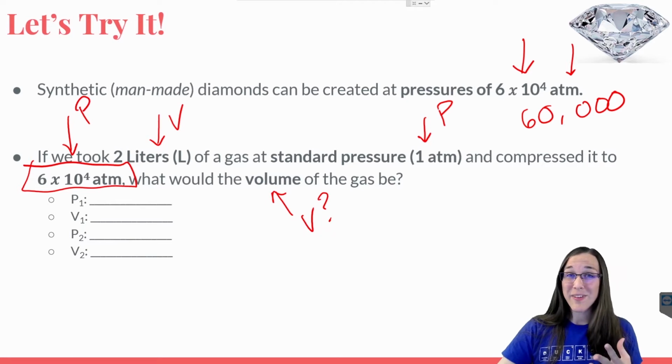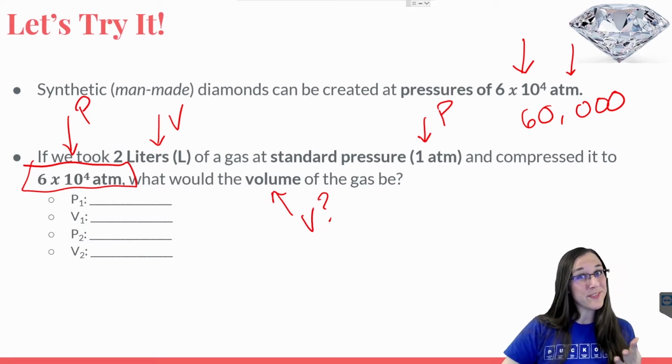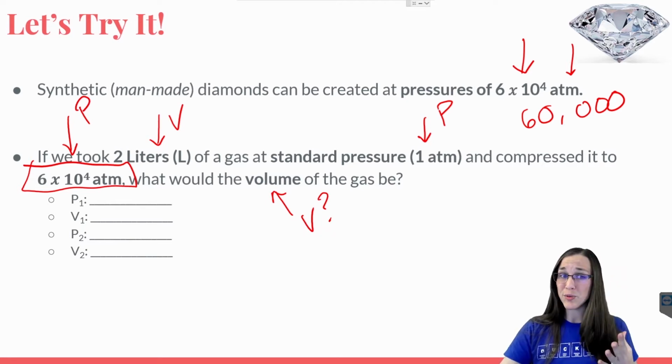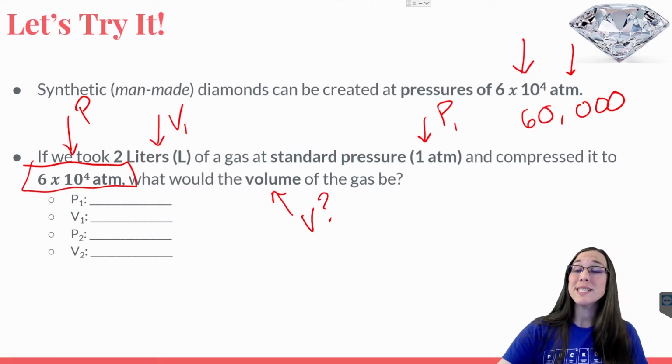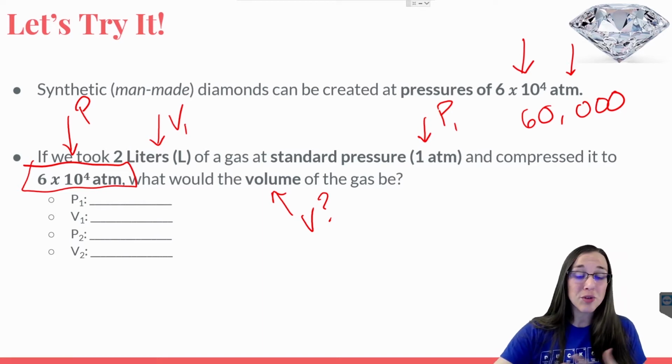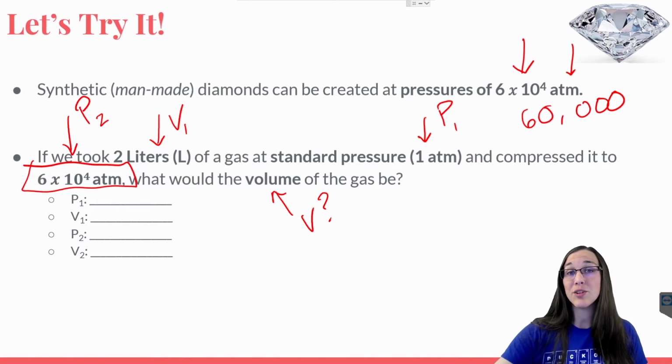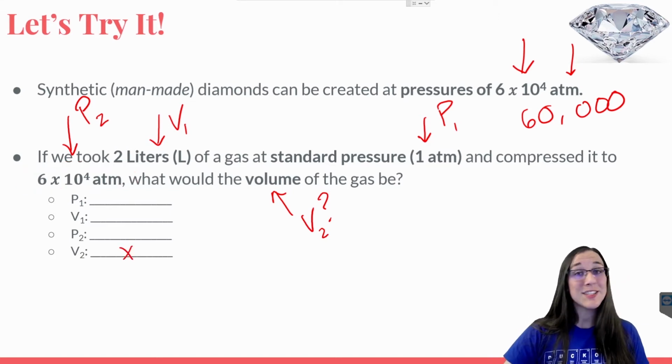So now we've identified which one's the P's and which one's the V's. Let's figure out which one's 1 and 2. Our initial volume is that 2 liters, so that's our V1. And our initial pressure is that standard pressure, P1. We're going to compress it to a P2 of 6 times 10 to the 4th atmospheres. Therefore, we are solving for V2 in this calculation. V2 is going to be our x. Let's fill in the spaces.